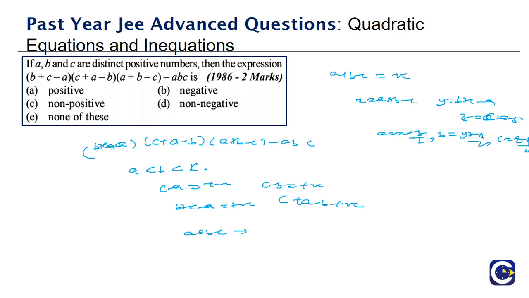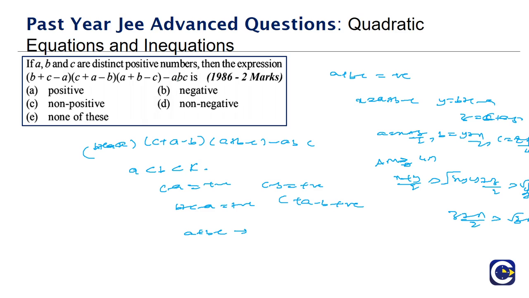So we know that AM is greater than or equal to GM. So if you write that AM is greater than GM for distinct real numbers, (x plus y) by 2 is greater than root of xy, (y plus z) by 2 is greater than root of yz, (z plus x) by 2 is greater than root of zx. So if you solve this, what you'll get?